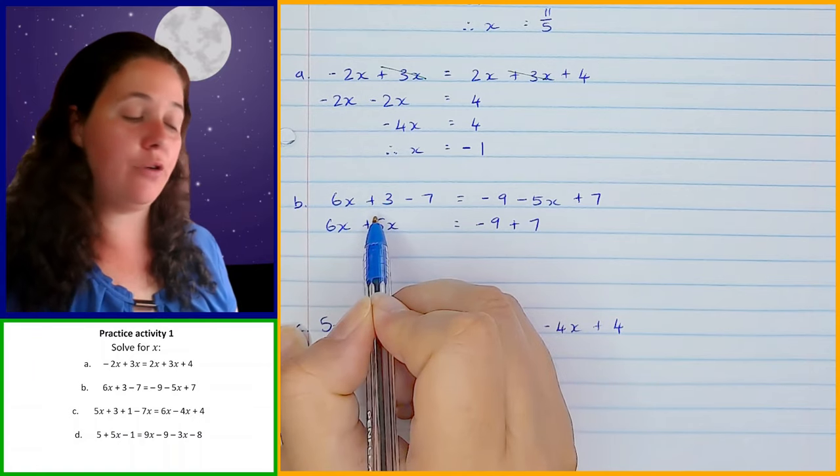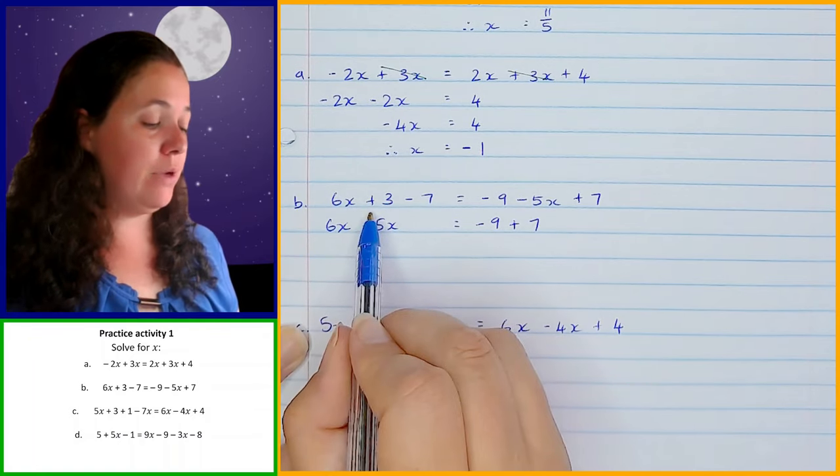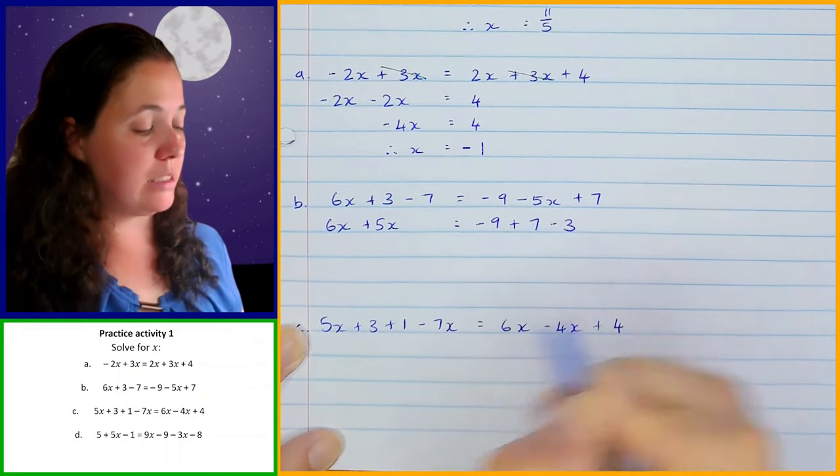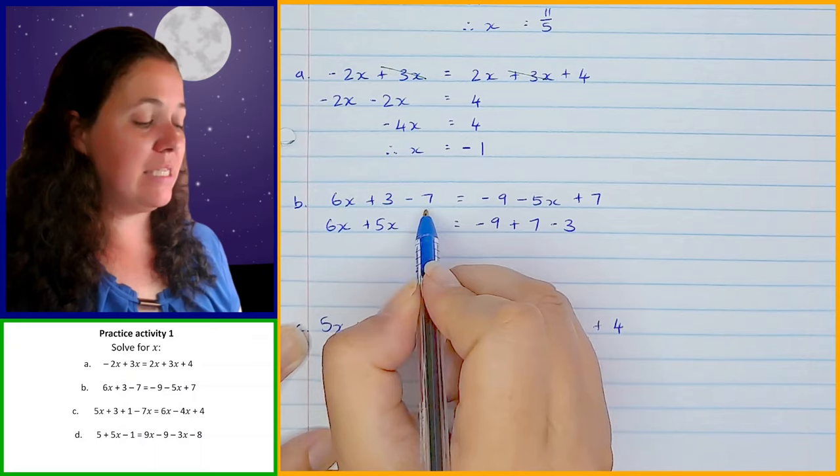And then I'm going to come over here and I need to look at the constant terms that I need to get rid of. So I've got positive 3. I need to cancel that out by subtracting 3. So I'm going to subtract 3 on this side as well. And over here, I've got negative 7. I need to cancel that out.